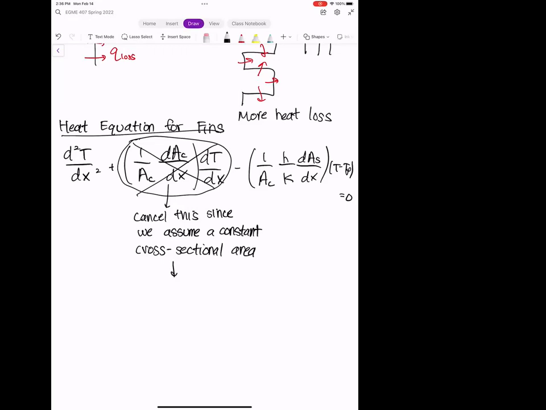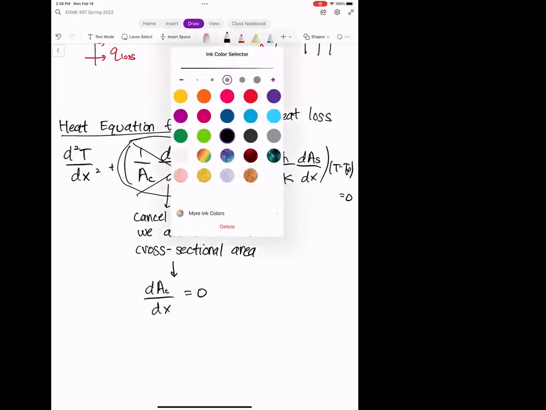Okay. And if we have a constant cross-sectional area, that means its rate of change, or dAc/dx, is going to be equal to 0. Okay. And hence that whole term is going to be equal to 0.